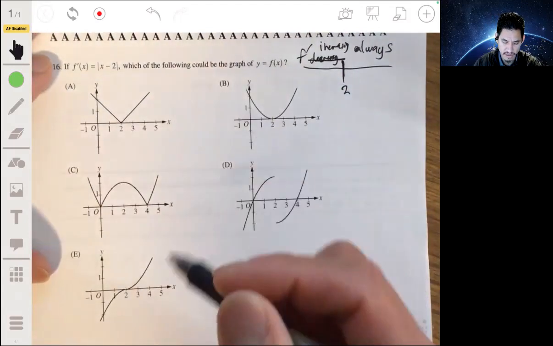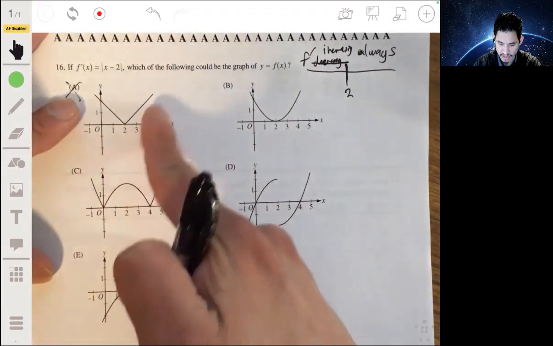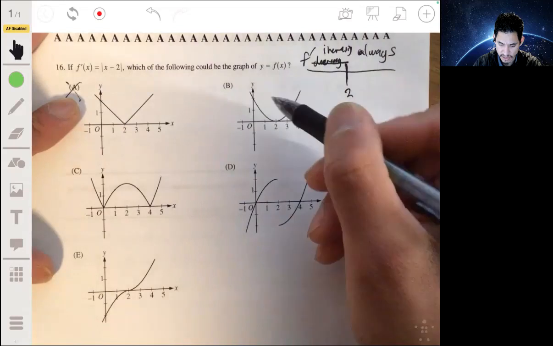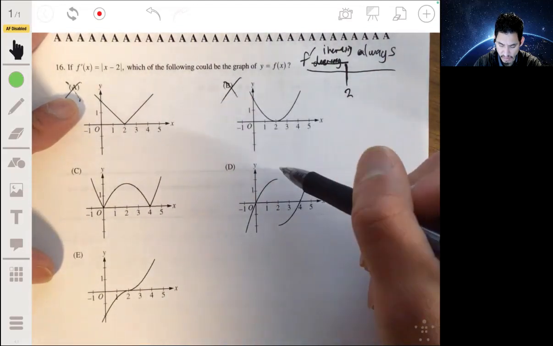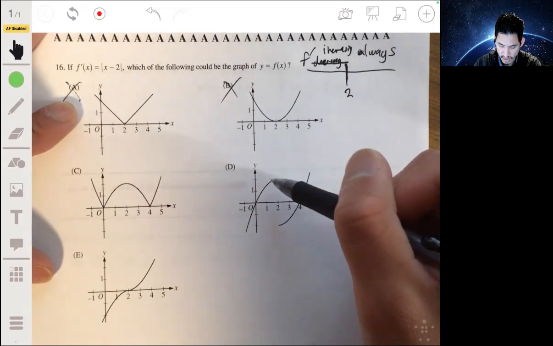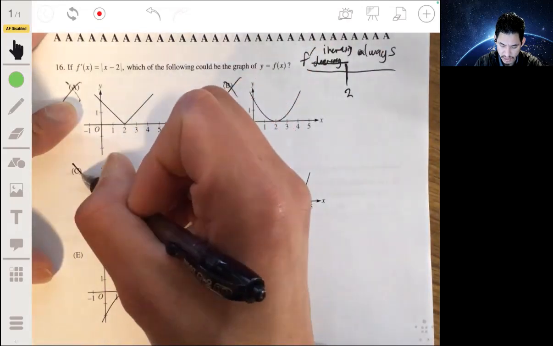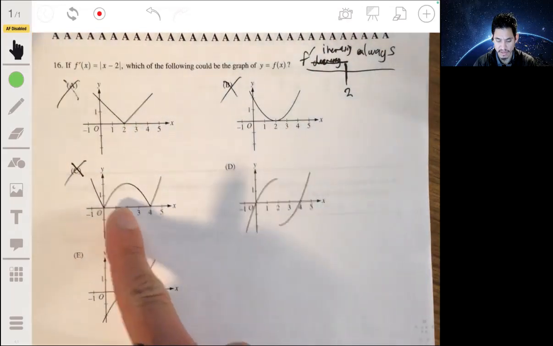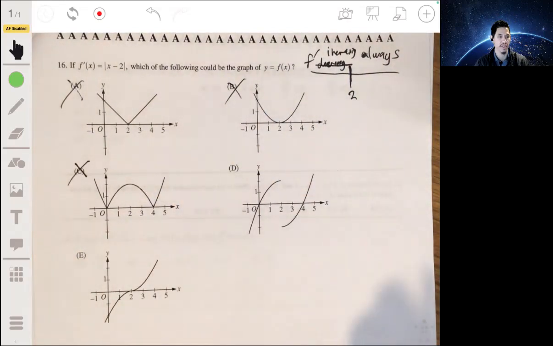It's always getting larger. So let's see which one. It's not going to be A because that decreases, then it increases. Not B. Could be, well, it could be D. I'll explain in a minute. Let's get back to that. And it can't be C. So right now it could be D or E because those graphs are always increasing.